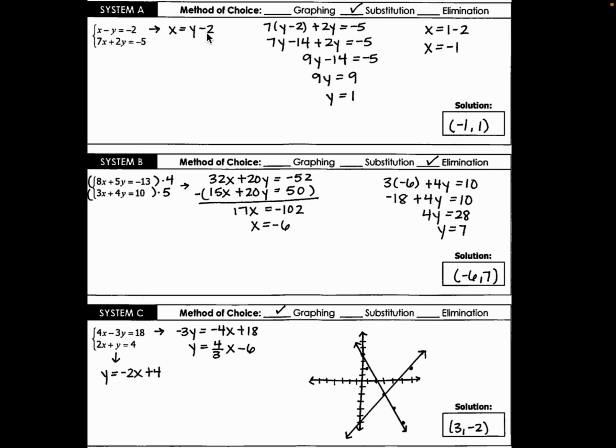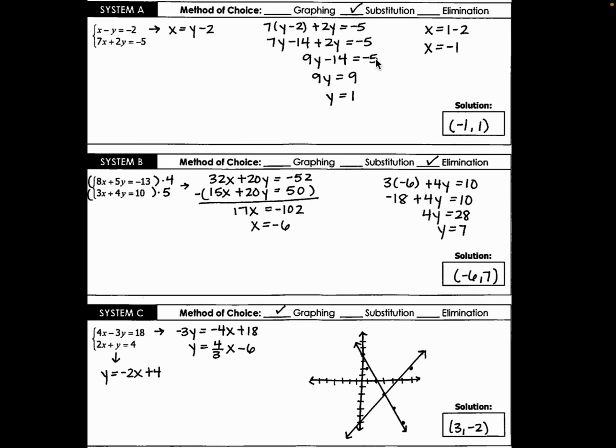Now that we know what x is equal to, we can use that and substitute it into the second equation. If we substitute that in for x, we end up with 7 parentheses y minus 2. That's where we got our x's, plus 2y equals negative 5. If we solve this out, we get 7y, and 7 times negative 2 is minus 14. Everything else comes down. We combine our like terms. We end up with 9y minus 14 equals negative 5.